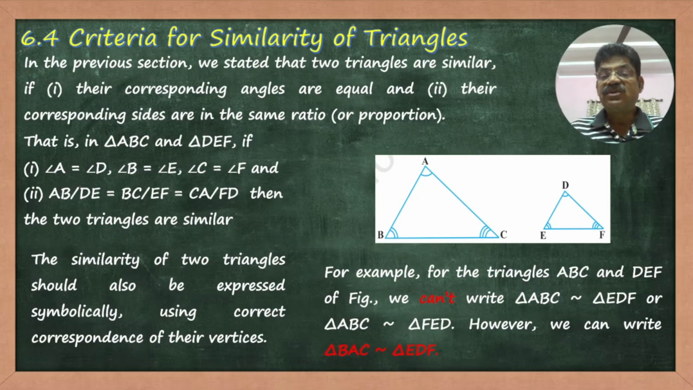The angles should match. The corresponding angles should be equal. In such a way, you have to write the letters. So here, you can write triangle BAC is similar to triangle EDF, or you can write triangle ABC is similar to triangle DEF. So in that order you can write, not in any random order, because that will not be correct.